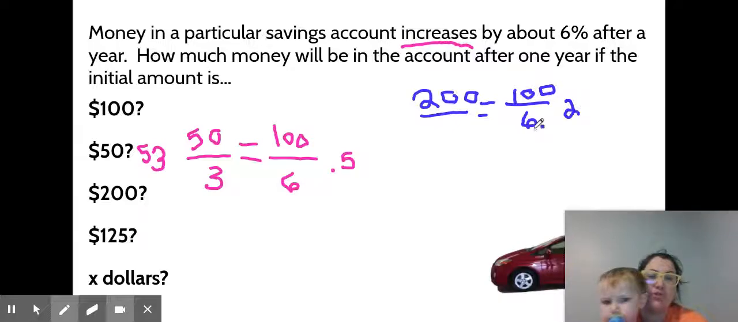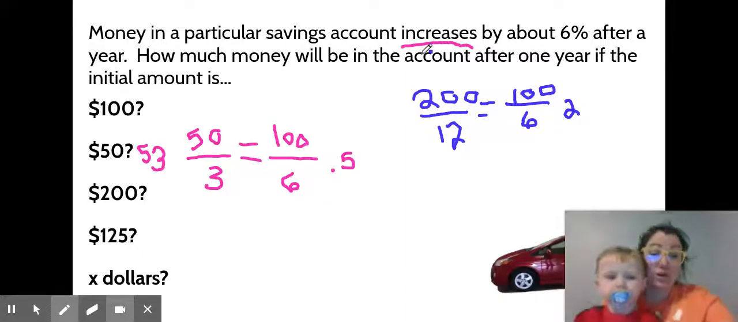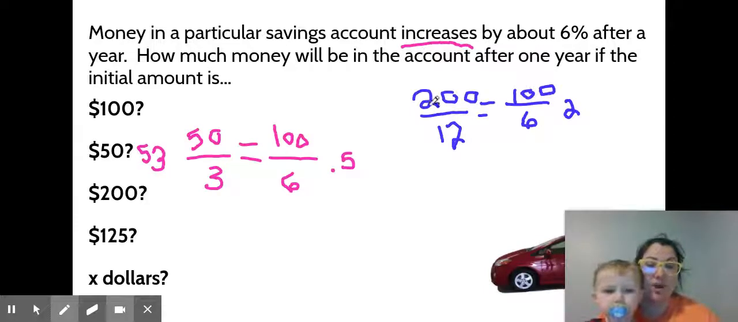And now we're going to do 2 times 6. And you should know that's 12. And remember, it's an increase, so we're going to add it on. So 200 plus 12 is 212.